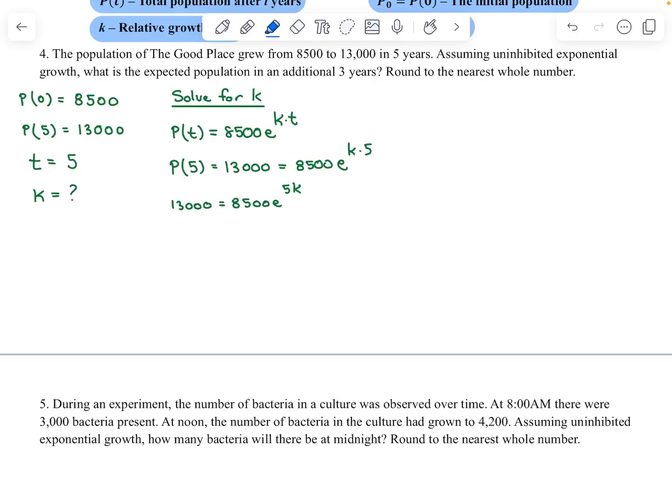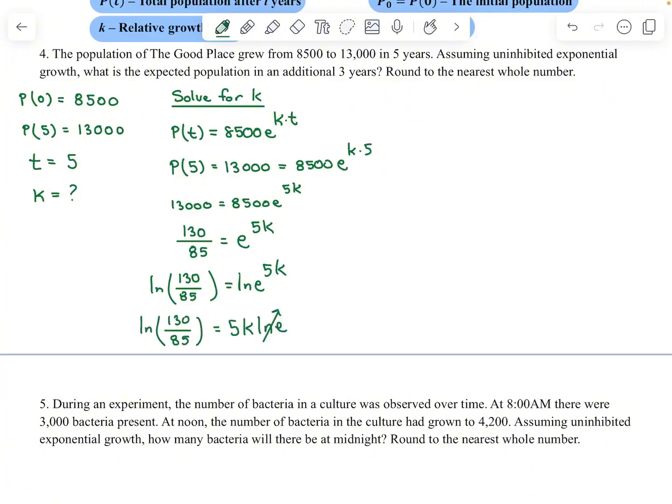Now to solve for k, we need to isolate the e raised to the 5k factor. So I'm going to do that by dividing both sides of the equation by 8,500. Next, I'm going to apply the logarithmic property of equality. And finally, I'm going to apply the power rule to convert the exponent to a factor. The natural log of e is equal to 1. So to solve for k, I'm going to divide both sides of the equation by 5. So we have k is equal to the natural log of 130 divided by 85, all divided by 5.